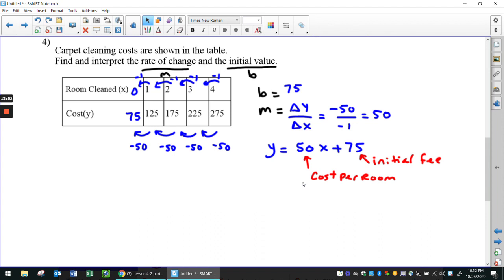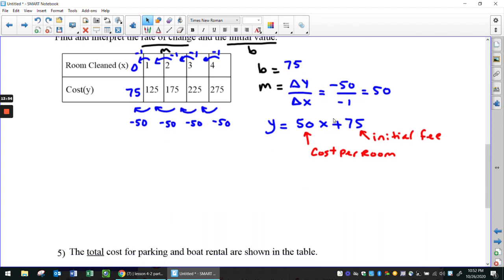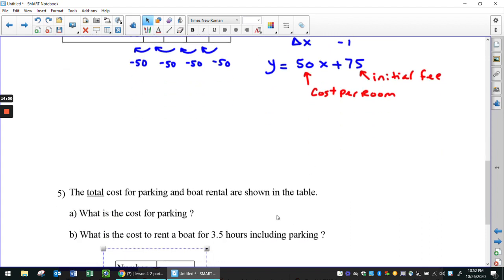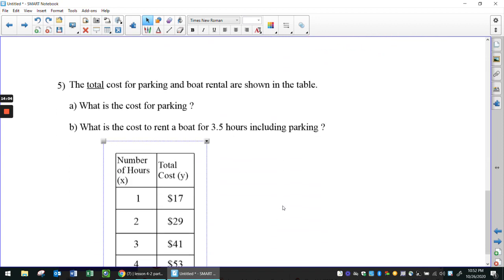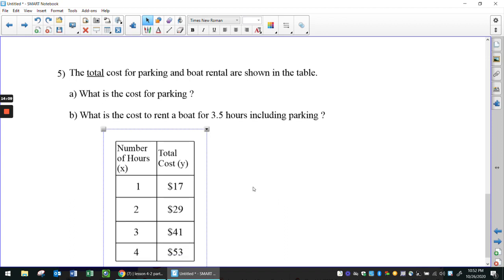And the next problem that we have does have to do with substituting a number in for x, which is your input. So let's go ahead and look at that problem here. The total cost for parking and boat rental are shown in the table below. So this is the total cost for parking and renting a boat. What is the cost for parking?